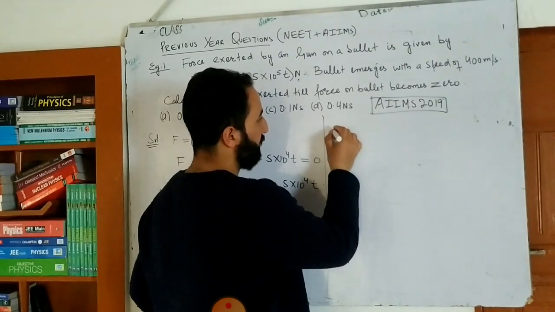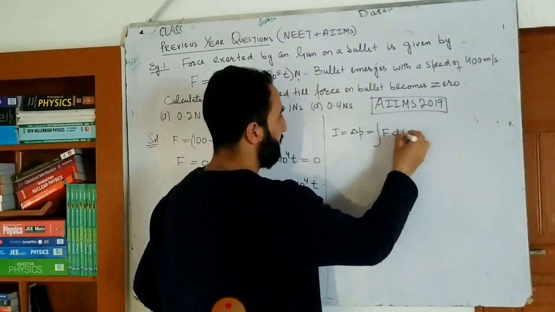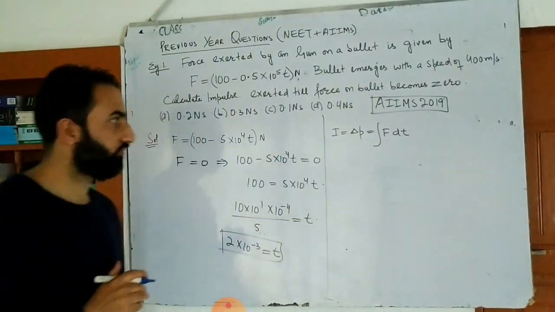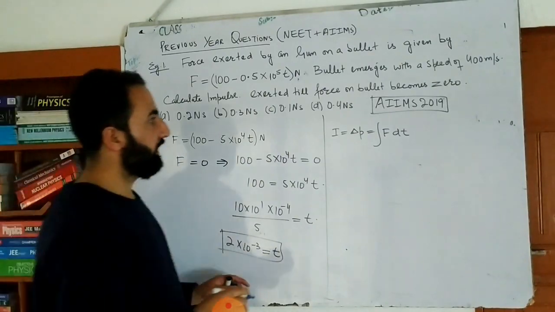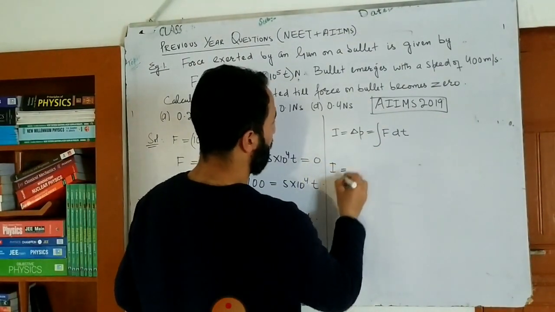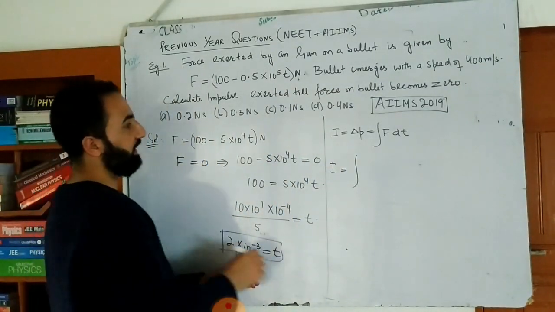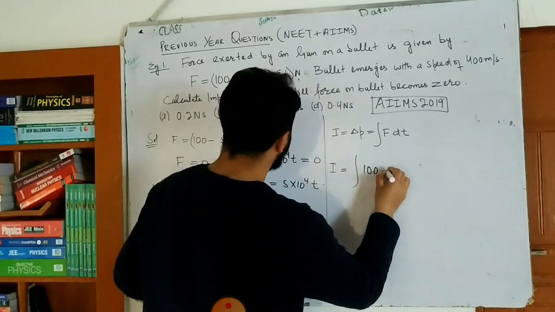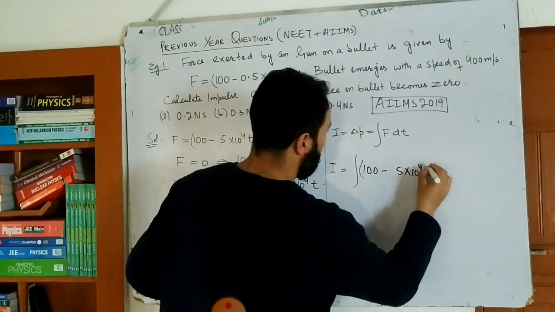So impulse is simply equal to delta p, and that is equal to integration of f dt. Okay, we are already done with this. Okay, delta p is equal to integration of f dt, and that's in turn equal to impulse. Okay. Now, what I will write is this. We have to calculate impulse. So impulse will be equal to integration of force. अब force के बाद क्या substitute कर लेंगे? ये substitute कर लेंगे. So here I will write down 100 minus 5 into 10 raised to the power 4 multiplied by t with respect to t.